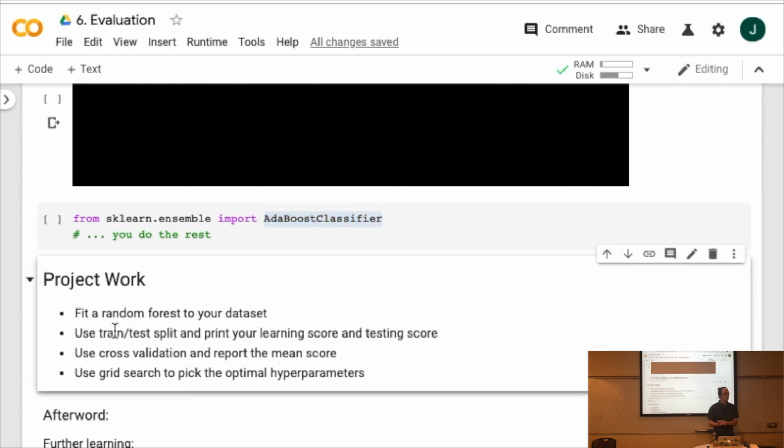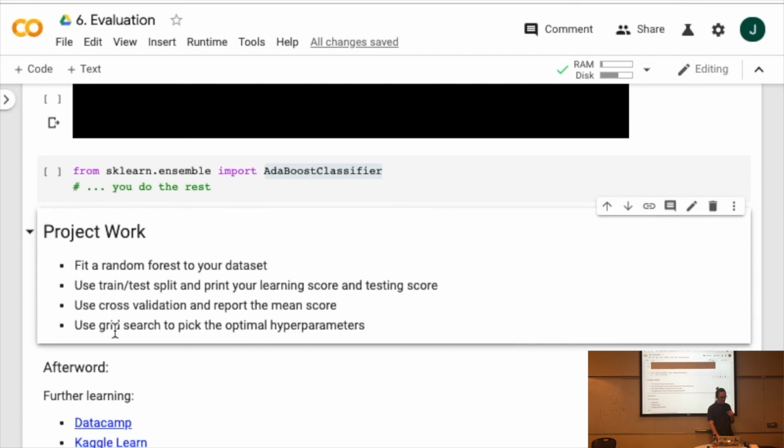In the project work, you'll fit a random forest to your data set. So you should have just fit a decision tree. If you haven't, finish that, and then fit a random forest. And in the last lesson, make sure you print your model and your feature importance. Anyways, fit a random forest, use test train split, print your learning score and testing score, and then use cross-validation and report the mean score, and then use grid search to pick the optimal hyperparameters for your model.